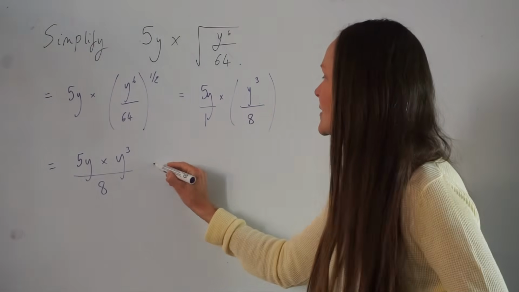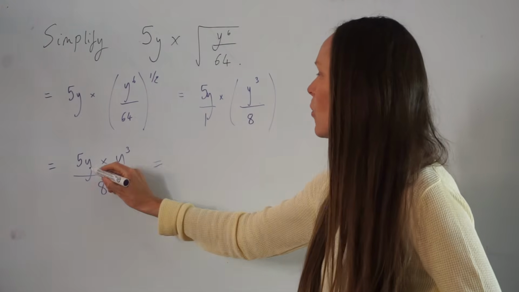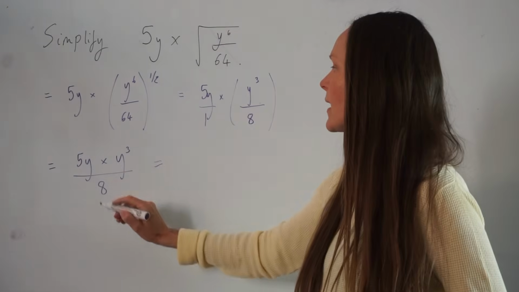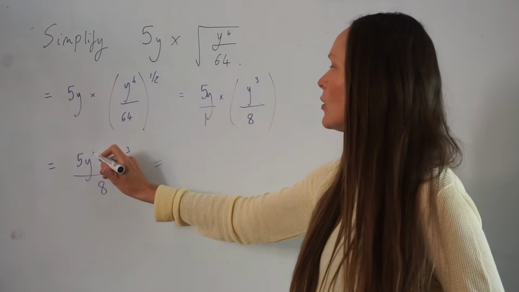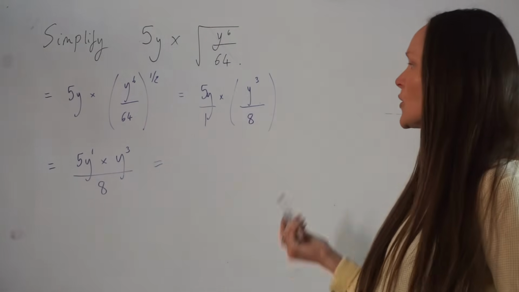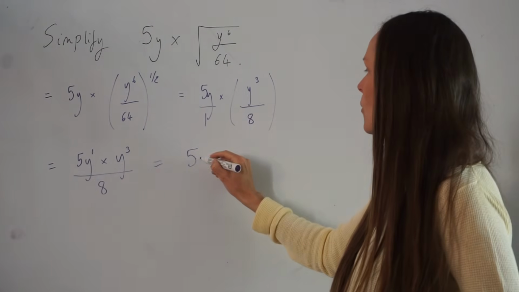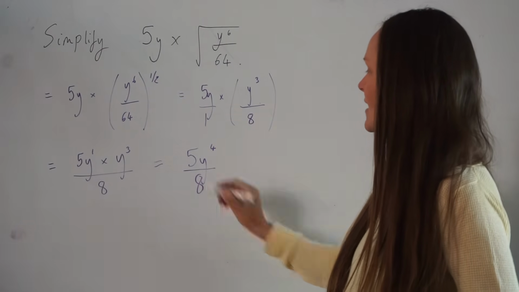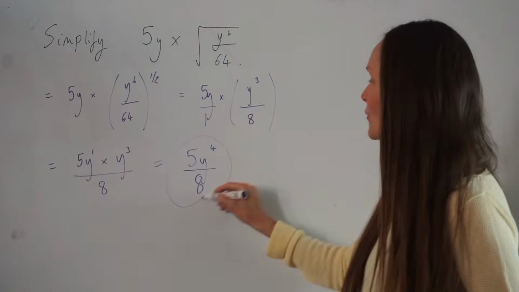Okay, so since we have the same base number here, y, we have to add the powers together since we're multiplying. So the power here on the first y is just 1. So 1 plus 3 is 4. So the numerator becomes 5y to the power of 4. And finally, the denominator is still 8. So that is the final answer.